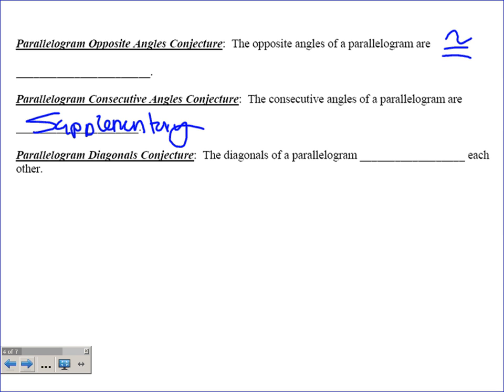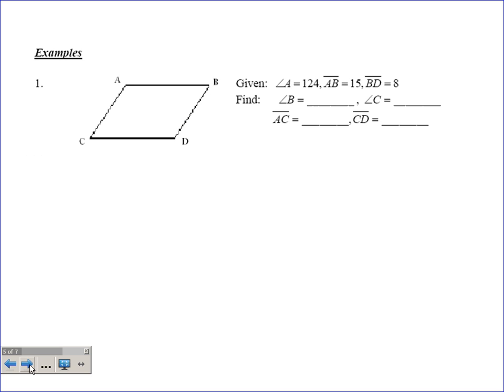And thirdly, the diagonals of a parallelogram. Well, I'm going to write the word bisect on here. They bisect each other. Okay? So they cut each other in half. Okay? They cut each other in half. So that midpoint, that E, was the midpoint.